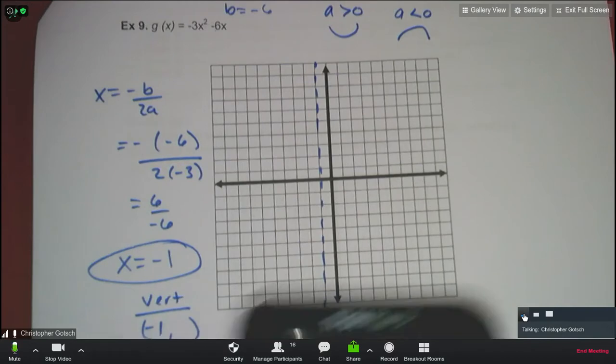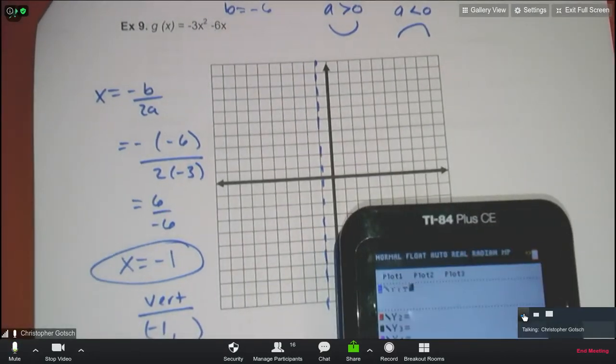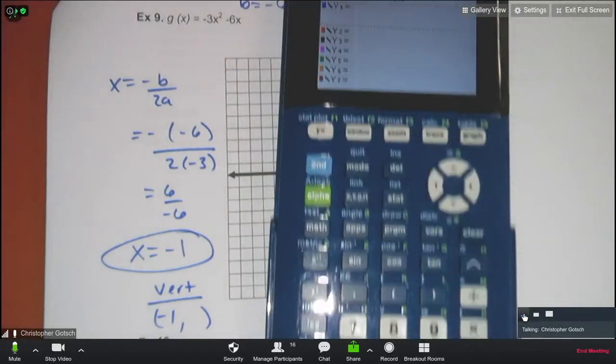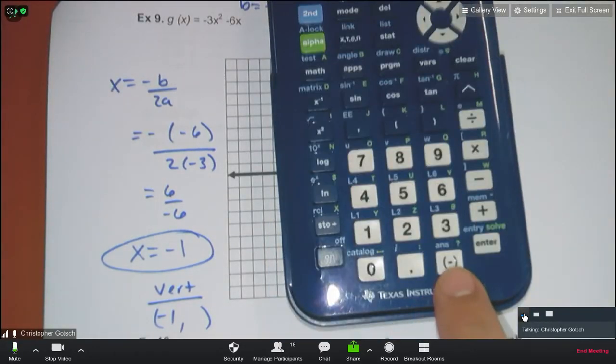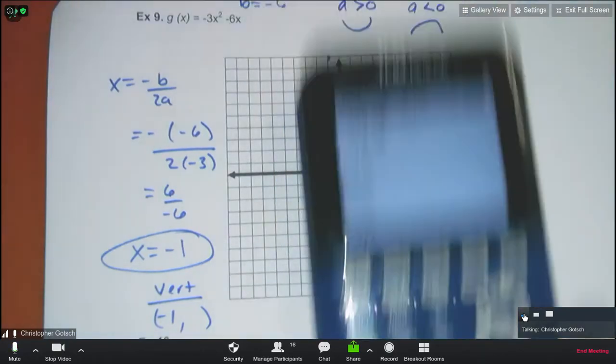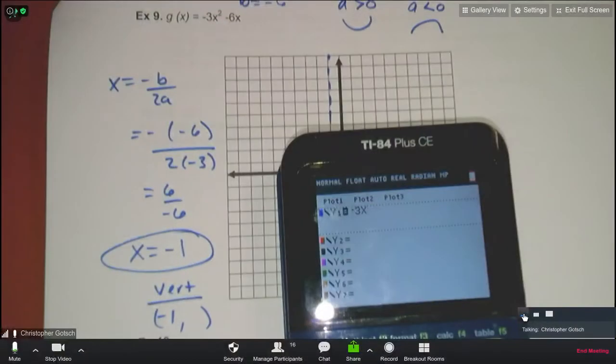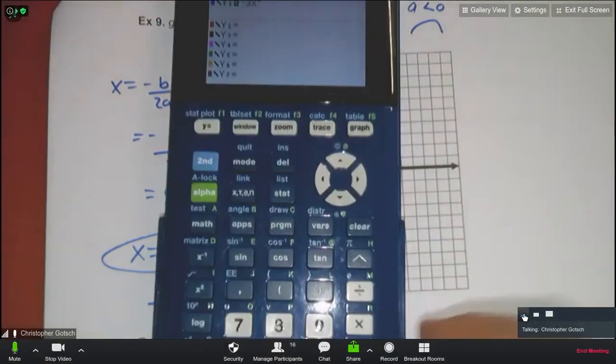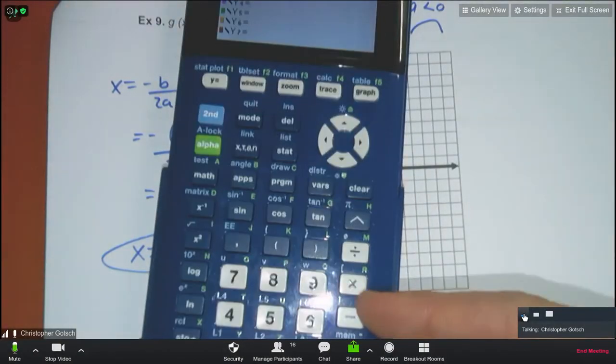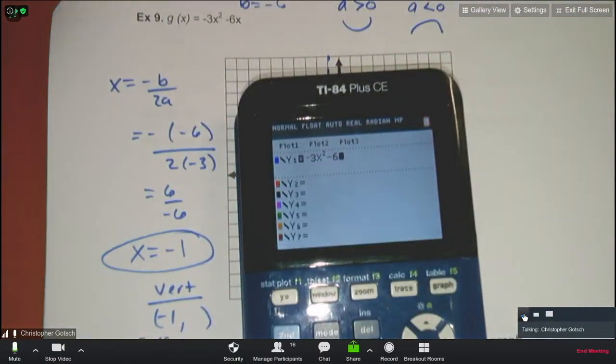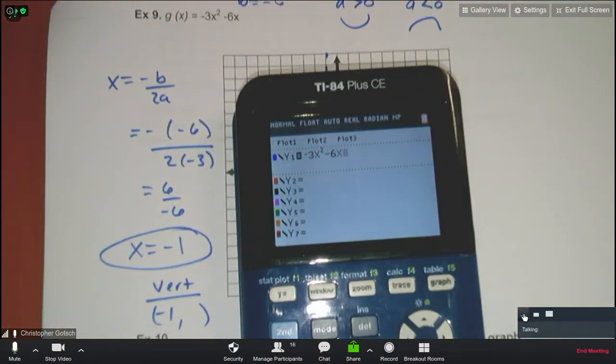That's why we spent all this money on this thing. We should know how to use it. So I plug it in. Now this is the time for -3. This is the time where I would use this negative. This is the only time I use this little negative. So -3x squared. And now between terms, I've got to use the big minus sign. So minus 6x.